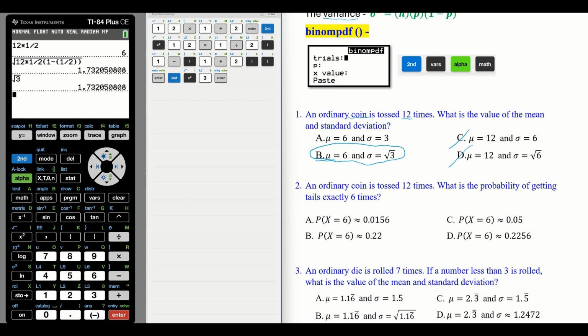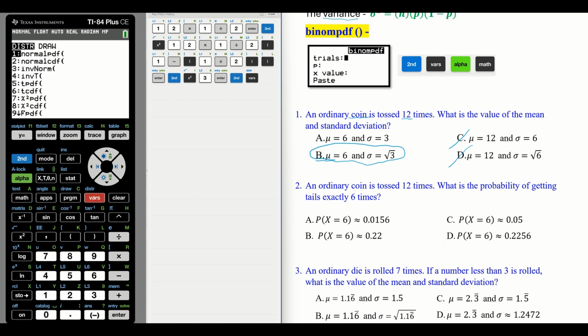Okay, number 2. An ordinary coin is tossed 12 times. What is the probability of getting tails exactly 6 times? Okay, for this, we will use our binompdf in our calculator, and we have that up above. So we need second vars and alpha math. Gets us right to it. Oh, look, we already have it entered.